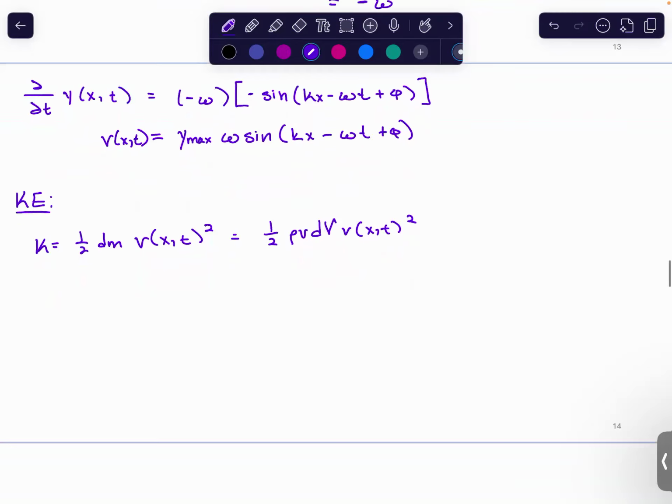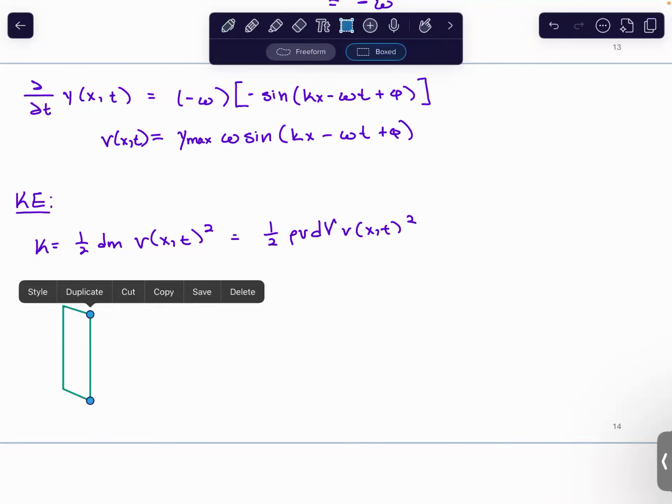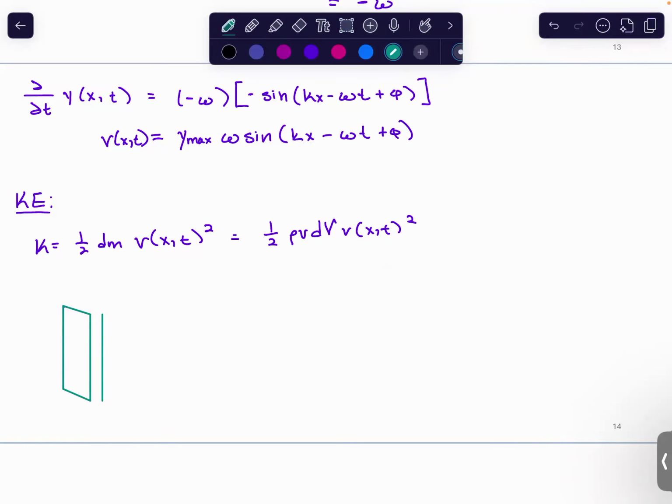Now, we know that our volume, so let's look at, I'm trying to draw this the best I can. It's supposed to be like space. And then we're just going to give ourselves a little volume element here. I don't know how to draw that.